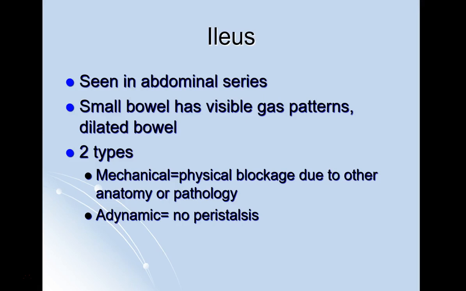Now, what we look for in x-ray is any dilated loops of bowel or any air fluid levels. Okay? All right. So I'd like you to just remember that an ileus is a bowel obstruction, and it's typically due to a lack of peristalsis. Okay?